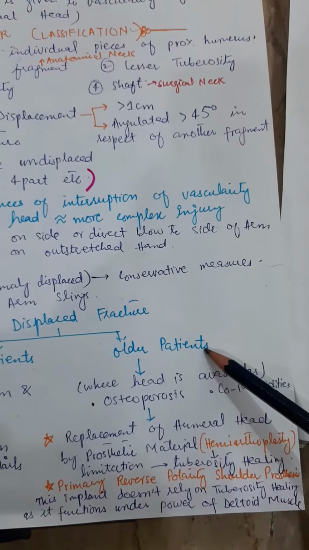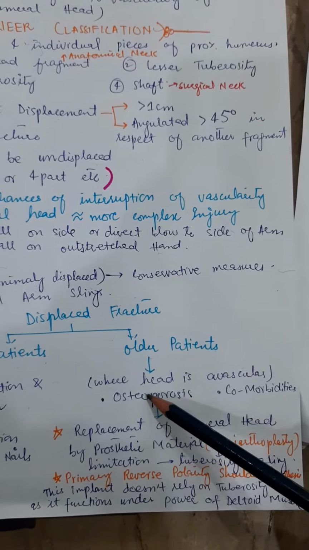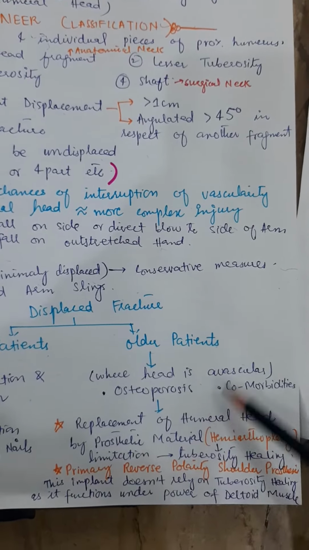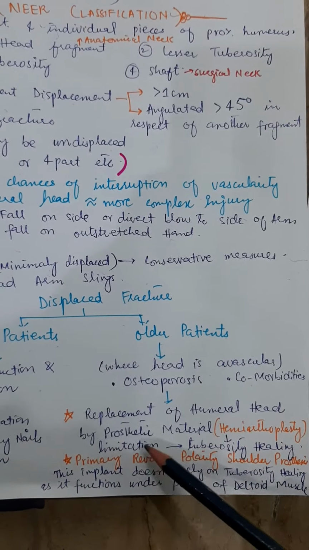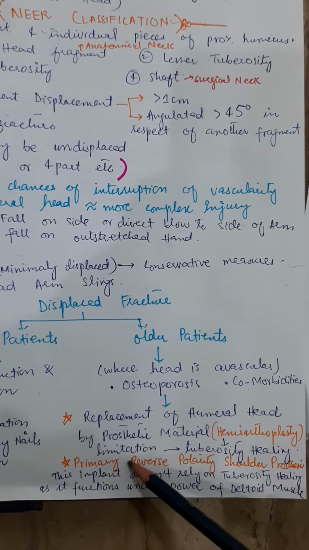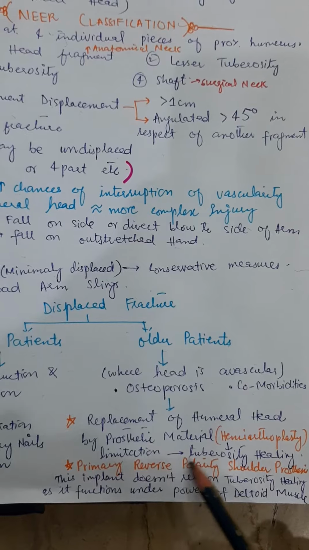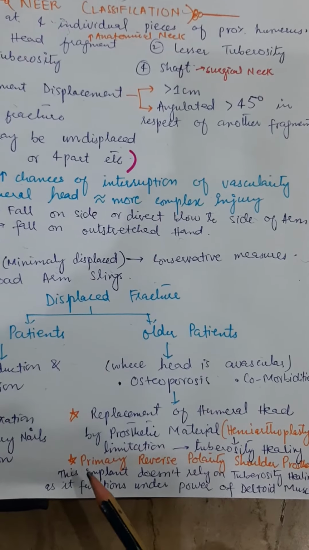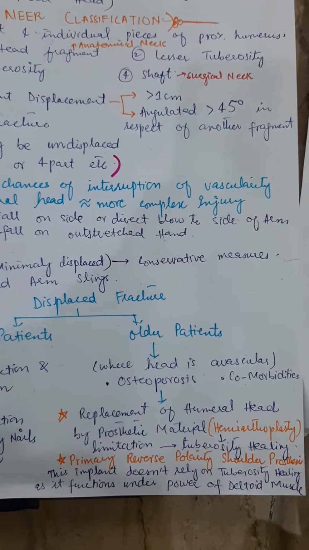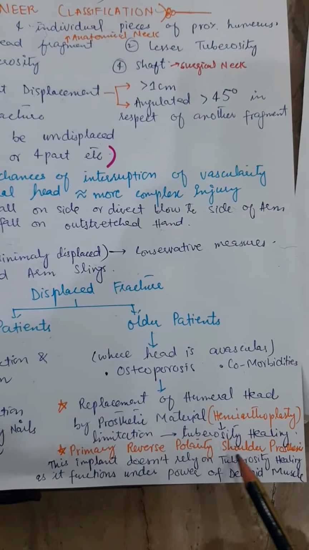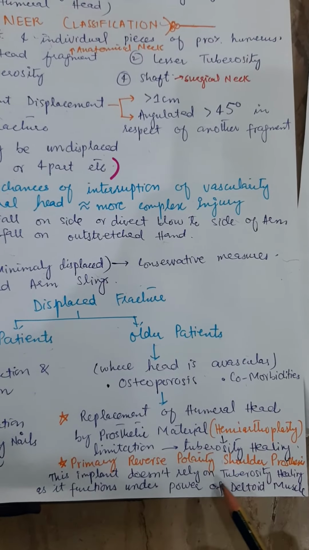And in older patients where the head is avascular and who are osteoporotic and there are comorbidities present, then replacement of the humeral head by prosthetic material, hemiarthroplasty, is done, but its limitation is that of tuberosity healing. So increasingly primary reverse polarity shoulder prostheses are being used. This implant does not rely on tuberosity healing as it functions under the power of the deltoid muscle.